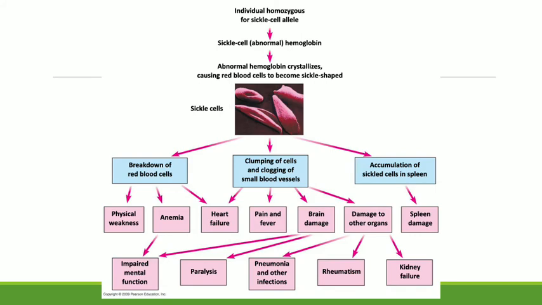You can also get accumulation of sickled cells in the spleen, and this causes spleen damage, damage to other organs, brain damage, pain and fever, heart failure, anemia, physical weakness, impaired mental function, paralysis, pneumonia, and other infections, rheumatism, kidney failure. All of this can be caused by a single gene, which is the hemoglobin shape gene. And there are many other consequences.